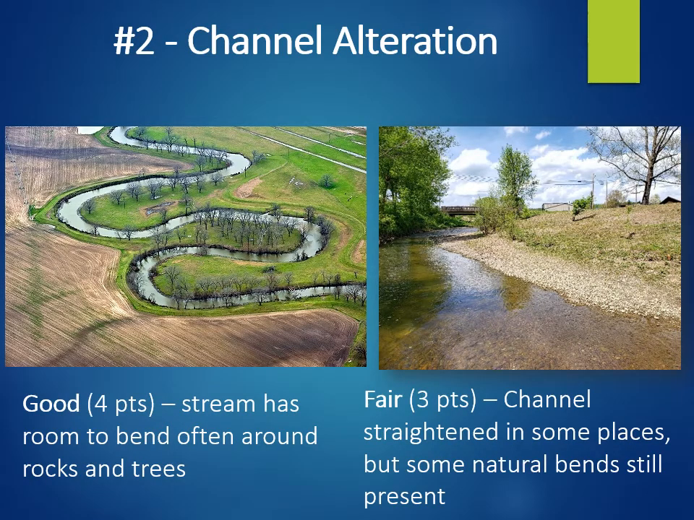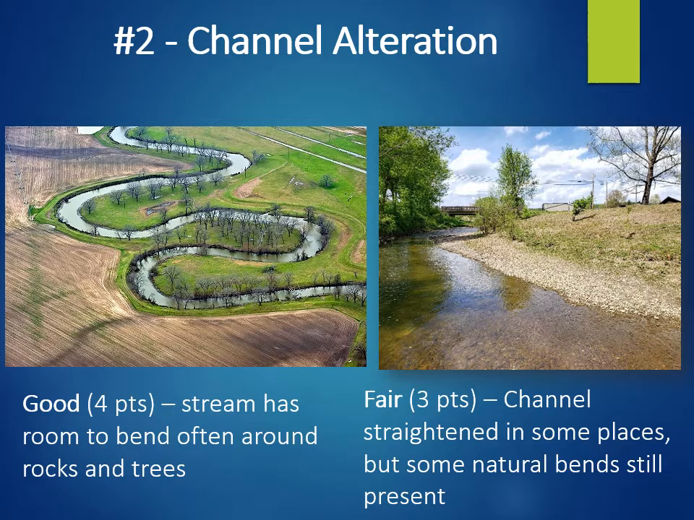Channel alteration refers to evidence that the stream has been moved or changed by people. Some evidence of this can include non-natural ways of stabilizing stream banks, such as the placement of large rocks, concrete, or metal mesh baskets of rocks called gabion baskets. You may also see long stretches of straightened stream that were adjusted to create more farmland or allow other development.